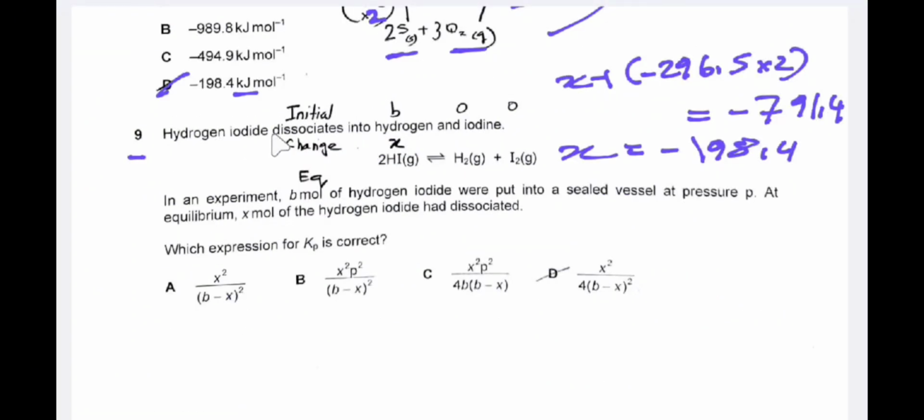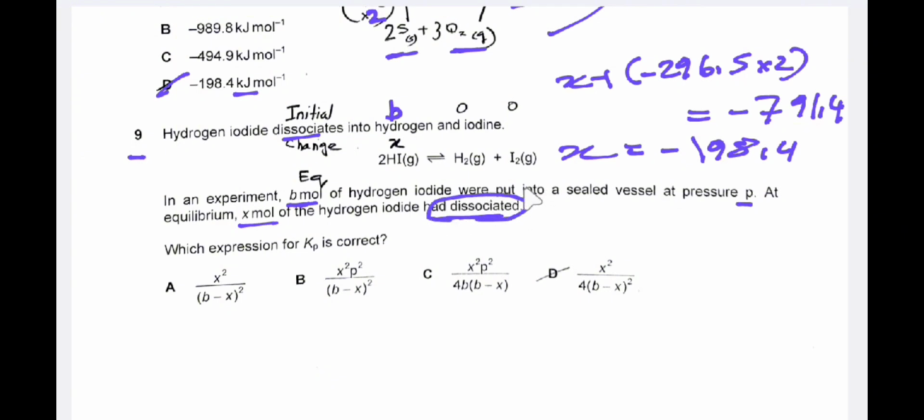Question number 9. Hydrogen iodide dissociates into hydrogen and iodine. In an experiment, B moles of hydrogen iodide were put in a sealed vessel at a pressure P. So the initial number of moles of hydrogen iodide put into the reaction vessel is B. Then at a pressure P, at equilibrium, X moles of hydrogen iodide are dissociated. That means X mole is dissociated.